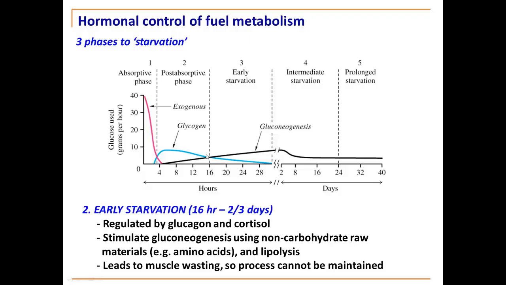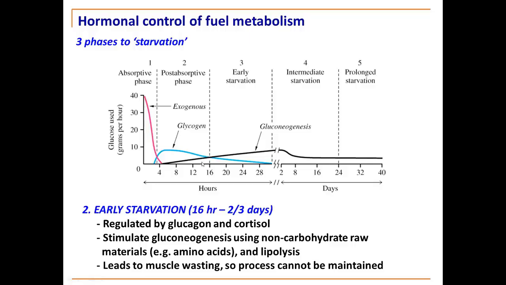So in this early starvation phase, we're really now being regulated by glucagon, but also much more significantly by cortisol, because cortisol is breaking down the proteins into amino acids, which can be used for gluconeogenesis. So now these 2 hormones together are stimulating gluconeogenesis using non-carbohydrate materials, such as amino acids, and they're both also stimulating lipolysis for those other tissues that don't require glucose.